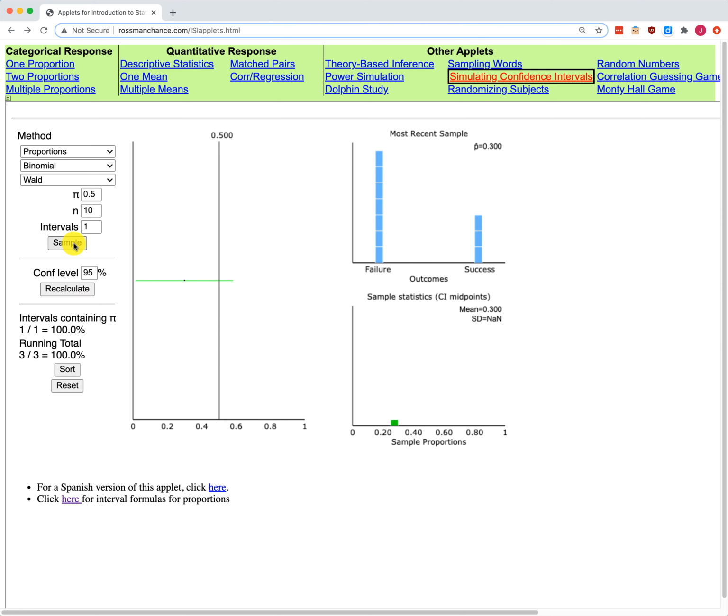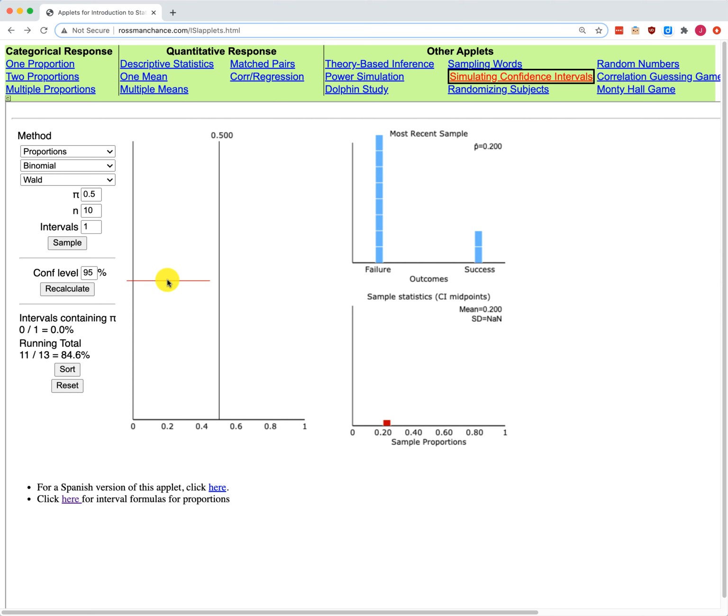So I'm going to keep doing this. I'm going to click sample again, and you can watch the number of successes change from sample to sample. And you can watch, oh, did you see that? The interval is no longer green, it's actually red. Look at the sample proportion. Let's go back to the upper right. It's 0.2, so only 2 successes out of the 10 when we should expect to see about 5 successes out of 10. So there are 2 successes out of 10, that's a 20% success rate.